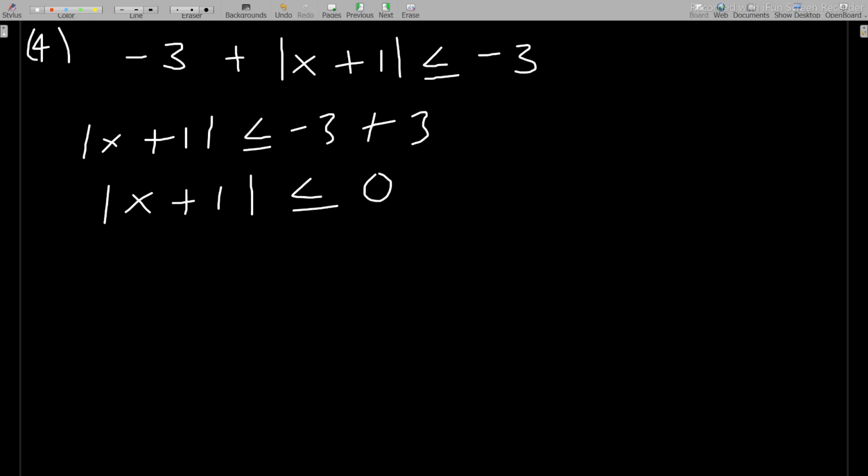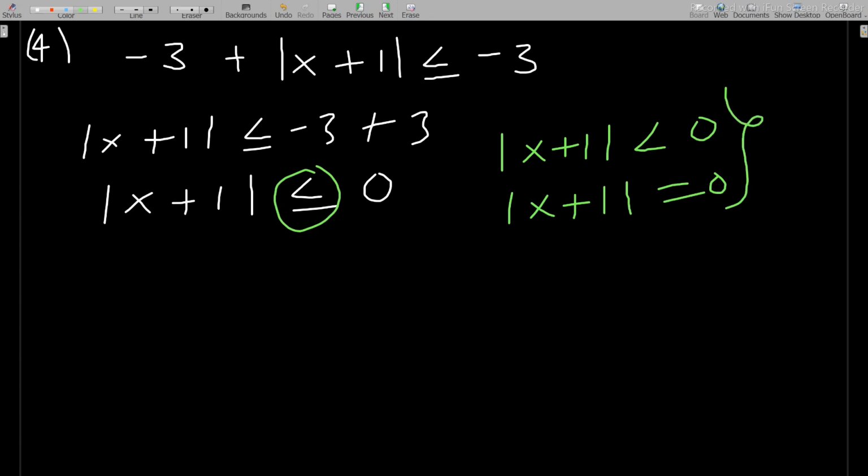Now with this, if you have the absolute value being less than or equal to 0, then there is only one solution, because, like I said in the other one, this can be broken down into two. We can write the absolute value of x plus 1 less than 0, and the absolute value of x plus 1 equal to 0. This is what it means, two arguments put together.